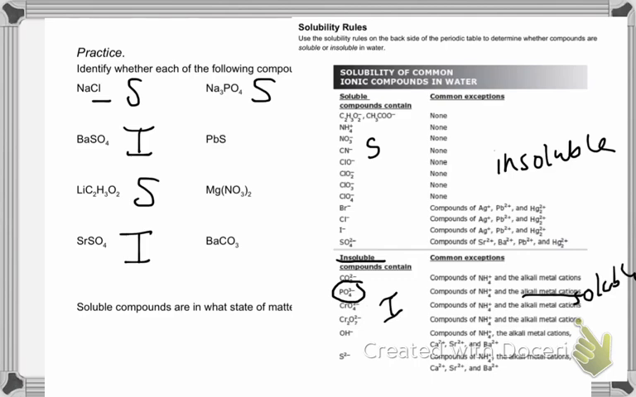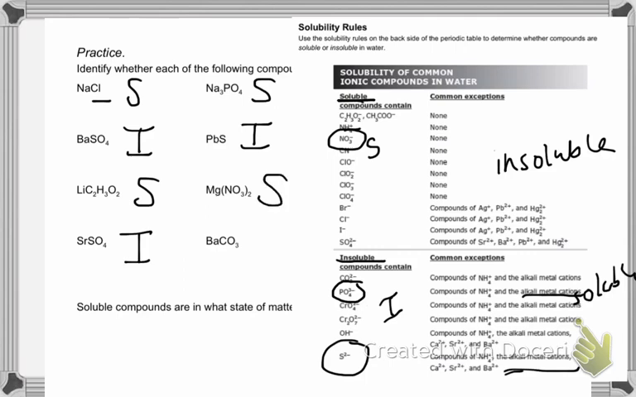Lead sulfide. So here's lead, here's sulfide, and then lead is not listed here, so that means it's going to be insoluble. Sulfide is always insoluble unless it's with ammonium, the alkali metals, calcium, strontium, or barium. None of those are listed, so it is going to be insoluble. Magnesium nitrate. Nitrate's up here. Nitrate is always going to be soluble.